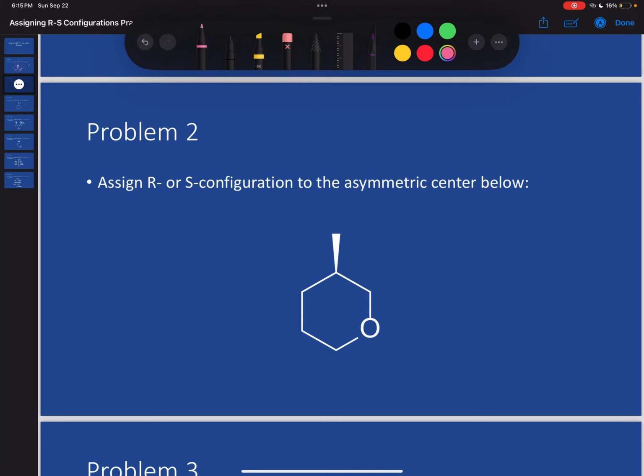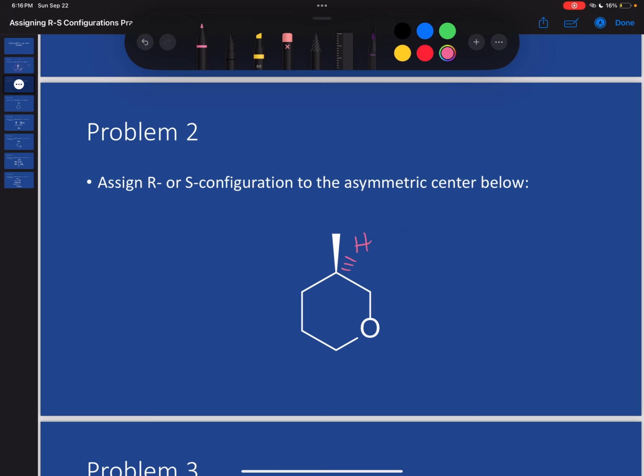All right, so here is video number 2. I highly encourage you to look at video 1 if you haven't. So we're going to assign R/S to the asymmetric center in this compound. So there's only going to be one again. But like I said, go ahead and draw that hydrogen in because we know it's there.